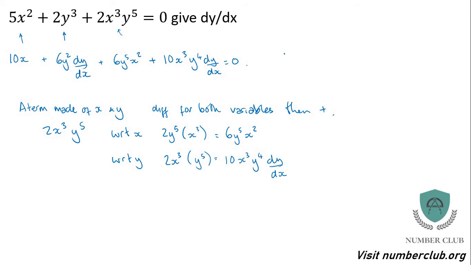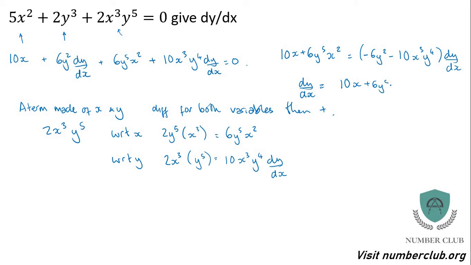Okay, and so our next step will be that we've got 10x plus 6y to the 5x squared is equal to, well, I'm going to take this over, so I'll turn them both negative, and I'm going to factor out the dy by dx in one go. So we'll have negative 6y squared minus 10x cubed y to the 4 dy by dx, and then in the end dy by dx will equal 10x plus 6y to the 5x squared over negative 6y squared minus 10x cubed y to the 4.